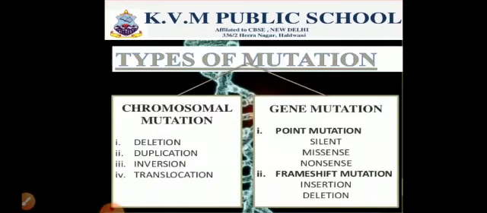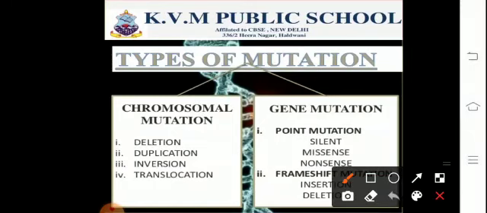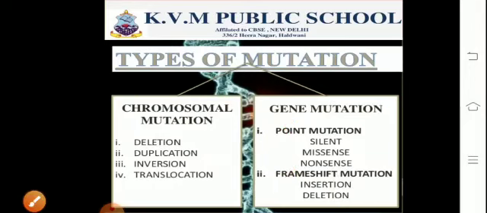Now let us talk about the types of mutation. Mutation is basically divided into two: chromosomal mutation and gene mutation. Gene mutation is further subdivided into point and frame shift mutation. The chromosomal mutation includes deletion, duplication, inversion, and translocation. Now, let us talk about the chromosomal mutation first.